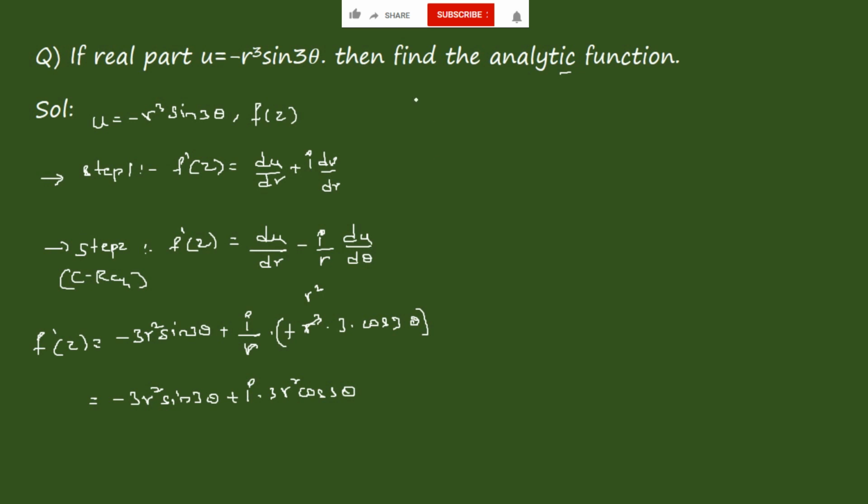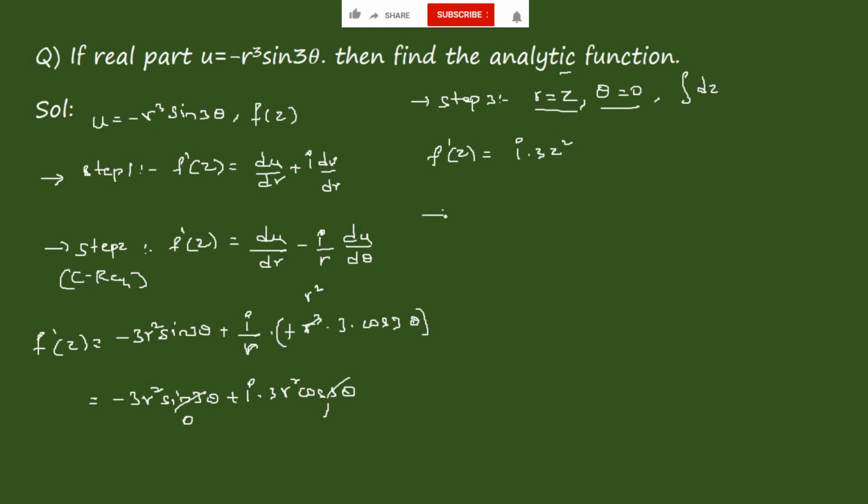Now what we do is go to step 3. We'll be replacing r with z and theta with 0, and it would be integration with respect to dz. So first we replace the two values. So we get f dash of z is equal to, theta is 0, so this term becomes 0 and this term becomes 1. So which is equal to i into 3z square.